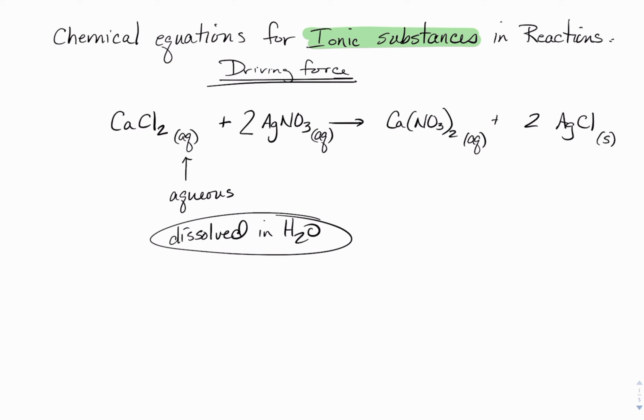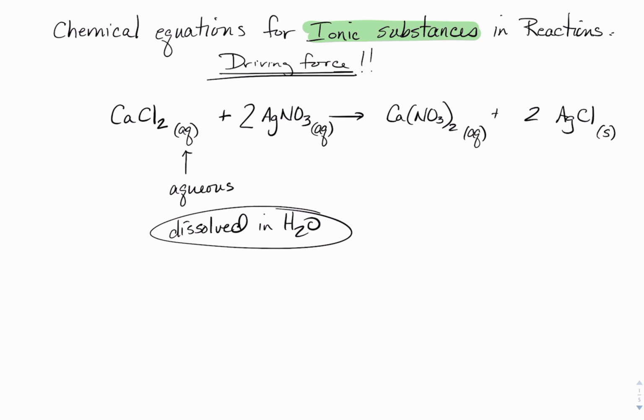Okay, so to write this chemical reaction in a way that determines what the driving force of this chemical reaction would be, let's look at each substance in its ionic form while it's dissolved in water. So let's look at calcium chloride first. When calcium chloride is dissolved in water, so it's in aqueous form, it actually dissociates in water, and that means that the cation and anions that make up that substance separate.